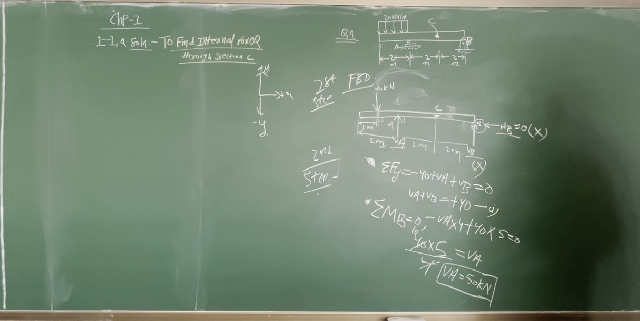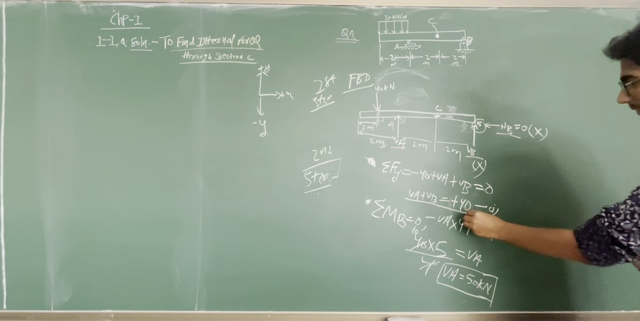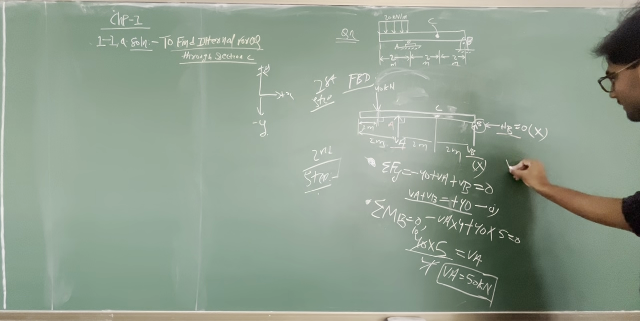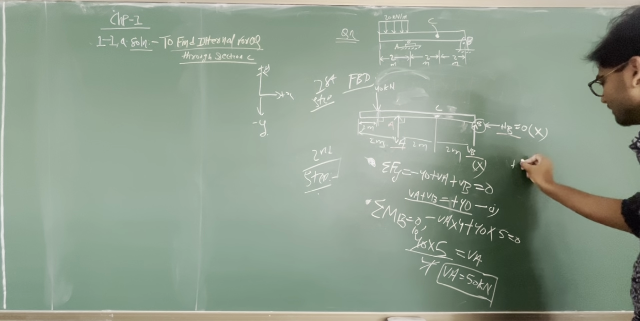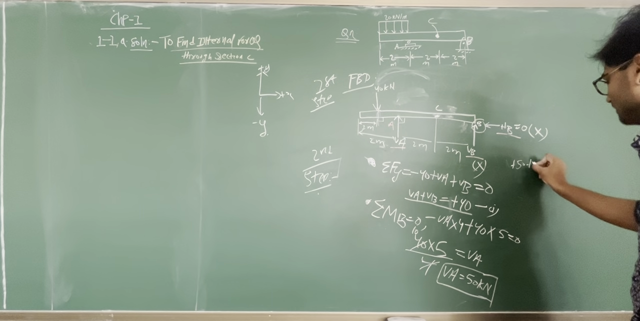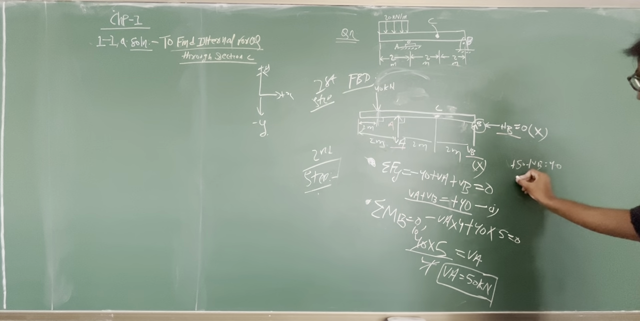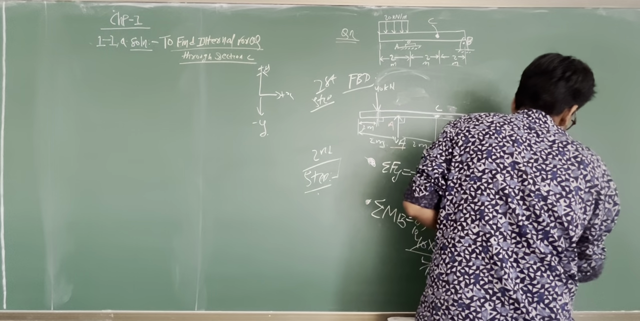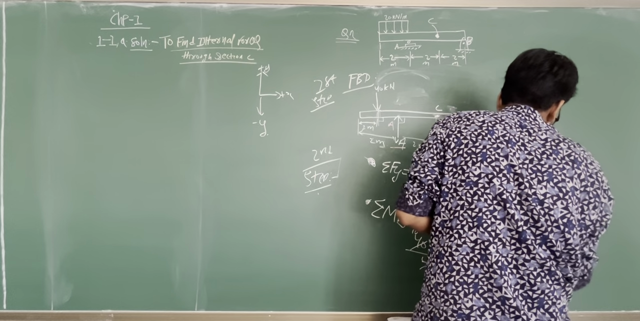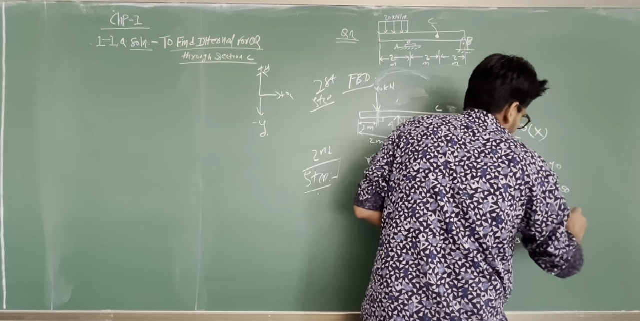We find VA equals to 50 kilonewton. Then let's find VB. We have the equation over here, right? So if we take VA, we got the value over here, plus 50 kilonewton plus VB equals to 40. Since we have to find VB, VB equals to 40 minus 50. What is this? We got VB equals to minus 10 kilonewton.